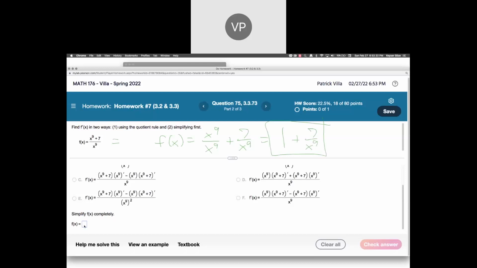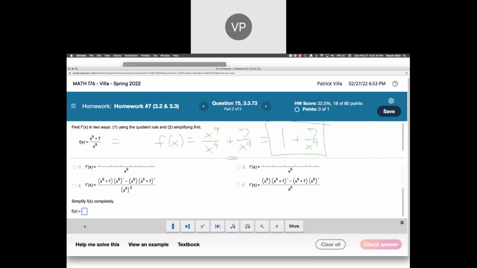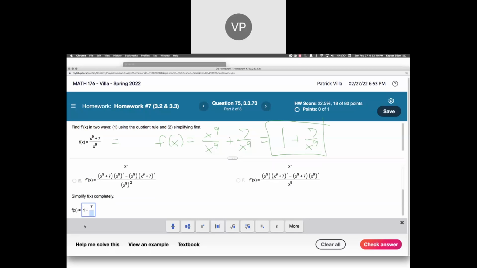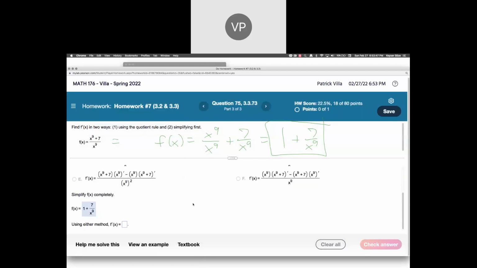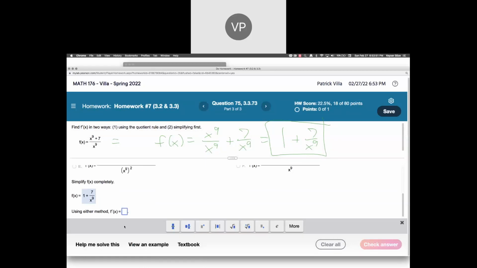Okay, now, if we're going to take the derivative of that, it would be good to go ahead and move that to an x to the negative 9th. I don't believe we're going to need to put that here when we enter our answer. Yep, and we get that fine. Okay? And then your third part, using either method, get the derivative.